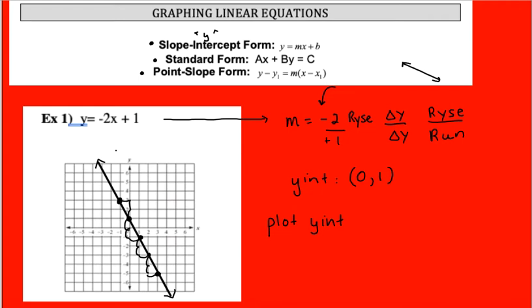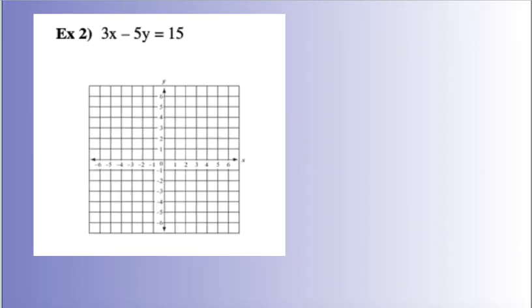Another form that I really like, and we often see lines in, is standard form, ax plus by equals c. I know a lot of students like to put that into y equals mx plus b, but it's actually not the most efficient way. The way I think is the most efficient is to use the intercepts, so using the x-intercept and the y-intercept.